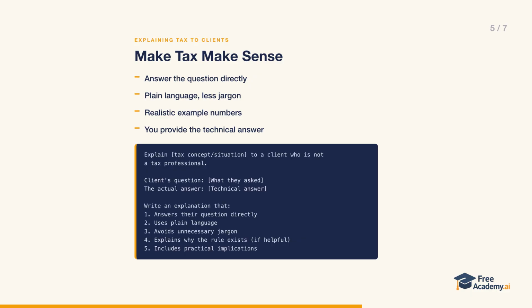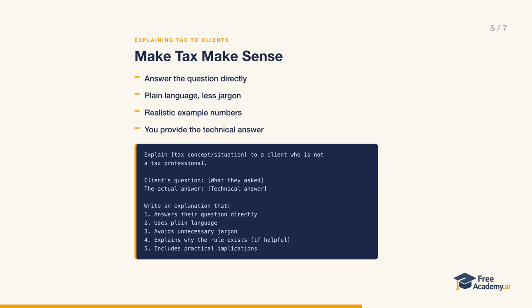A lot of tax work is translation. You understand the technical answer, but the client needs it in plain language. AI is genuinely good at this. With this template, you tell it the client's question and the actual technical answer, then ask for an explanation that answers directly, uses plain language, avoids unnecessary jargon, explains why the rule exists when that helps, and includes the practical implications.